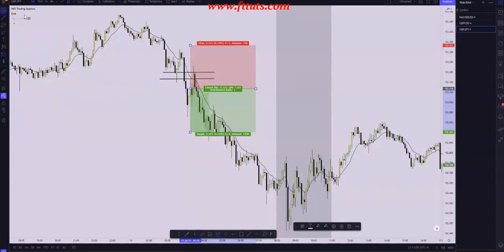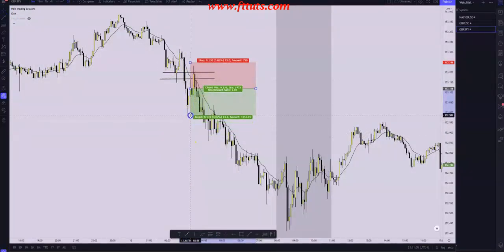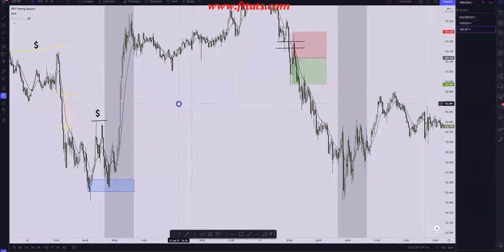Stop loss is above the area or above your zone. And then regular 1-to-1 as always. And then we look left. Now what is left? We have liquidity down here. We have liquidity down here. We have areas to fill.